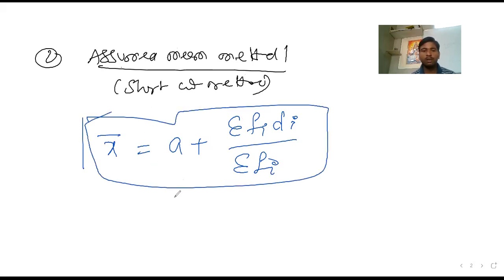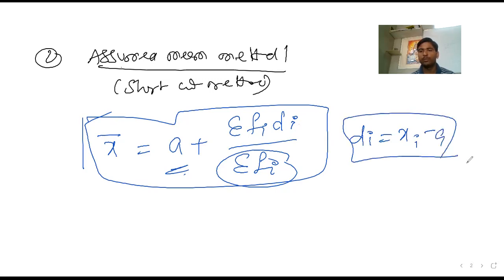So how do we calculate using this formula for a given question? Let me explain. A means assumed mean. Sigma fi means summation of the frequency. D means deviation: di is equal to xi minus a. So this formula I need to apply to solve the problem.